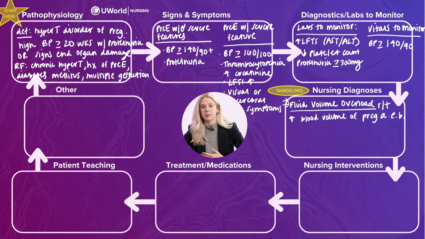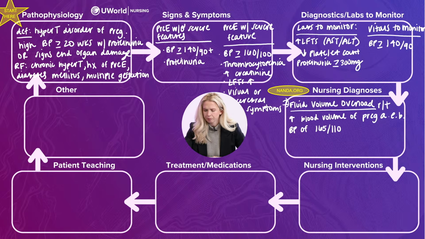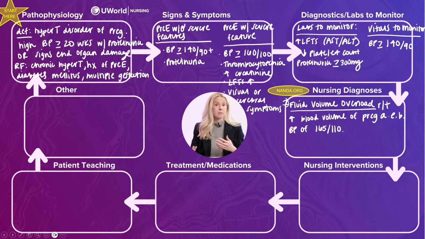Here, our evidence can be something like BP of 165/110. That is out of range. We could also, in this case, use edema as a sign of fluid volume overload. We may have pulmonary edema. It's whatever your clinical data supports.